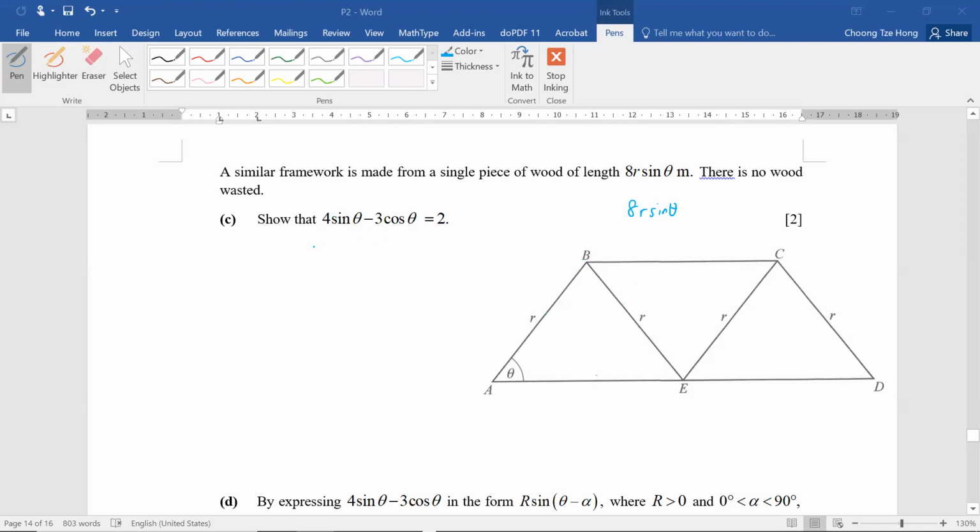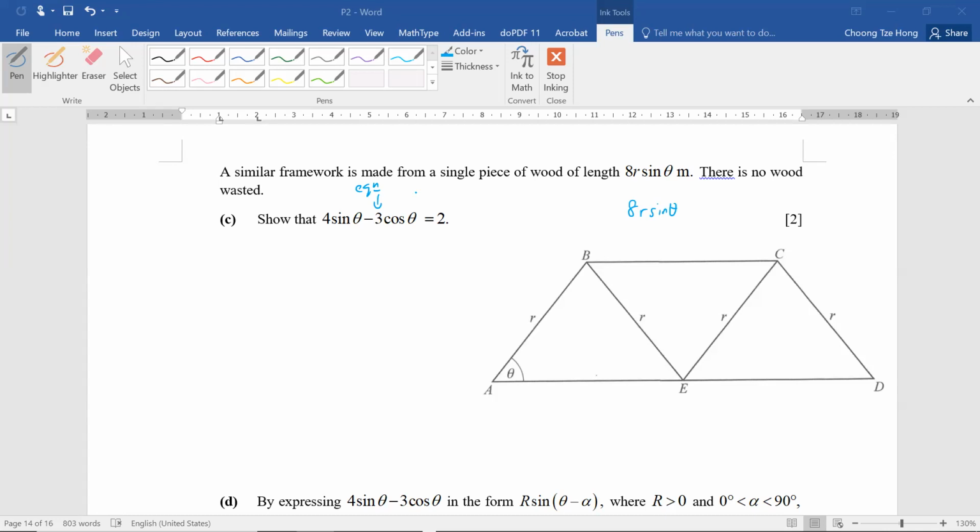Now they ask us to show this equation. This means that in our working, we need to formulate an equation, and then after that, we try to simplify the equation, and hopefully we end up with this. So how can we formulate an equation? We are given the total length of the wood, so the only equation that we can formulate is by adding up the lengths of all these 7 pieces of wood and equating it to 8r sine theta. So that's what we're going to do.